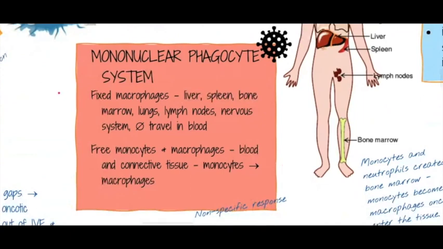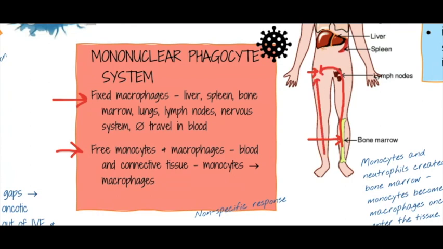Let's just look at this, because one of the things that was highlighted in your slides is the difference between a free macrophage and a fixed macrophage, and a free macrophage or monocyte. So first off, monocytes originate in the bone marrow. Okay, this is where they're kind of born. They travel through the blood to, let's say you've got something going on here. They travel through the blood to the site of injury.